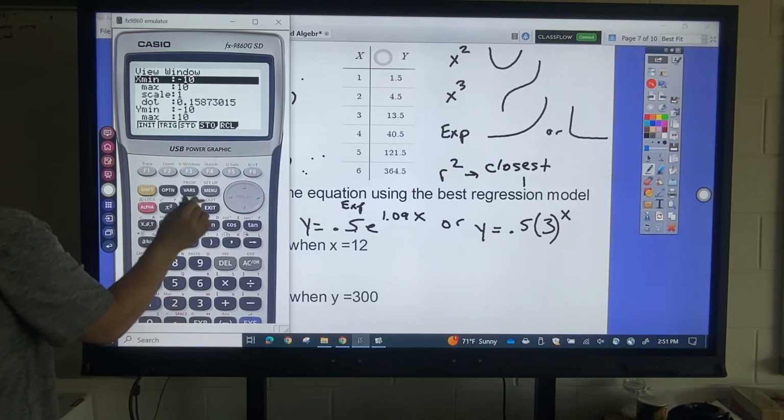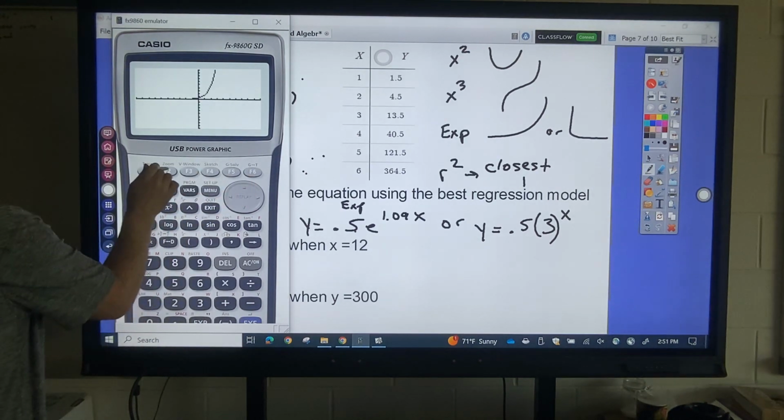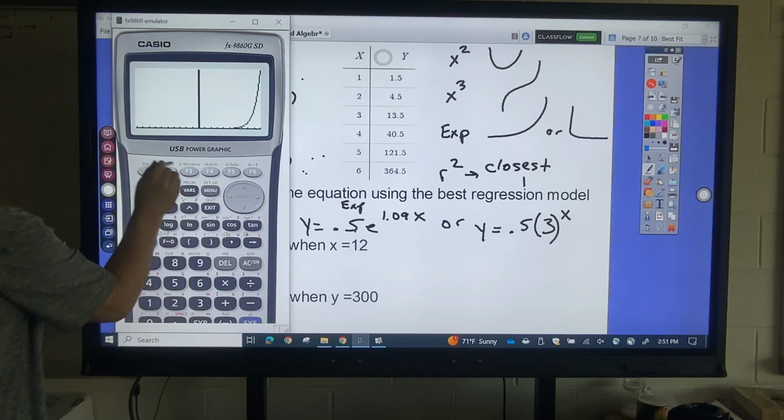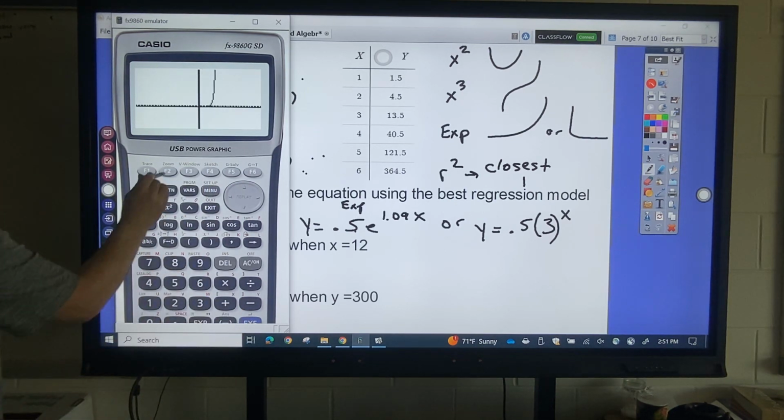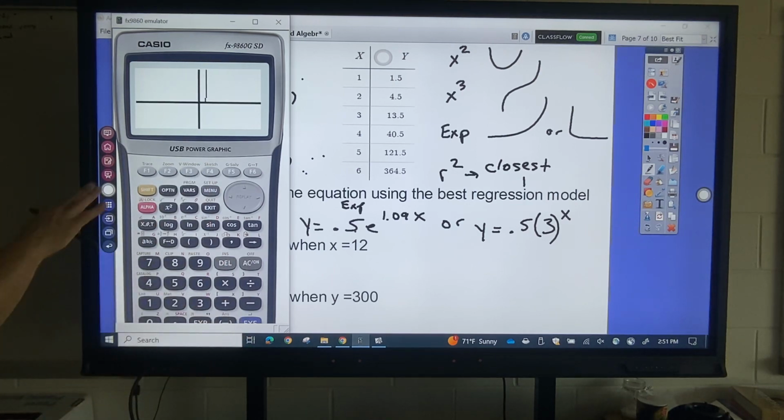Actually, let me do this. Let me hit F3 twice. Let me draw it. Zoom auto. Okay? Zoom out, execute. Zoom out, execute. Zoom out, execute. We got the exponential.